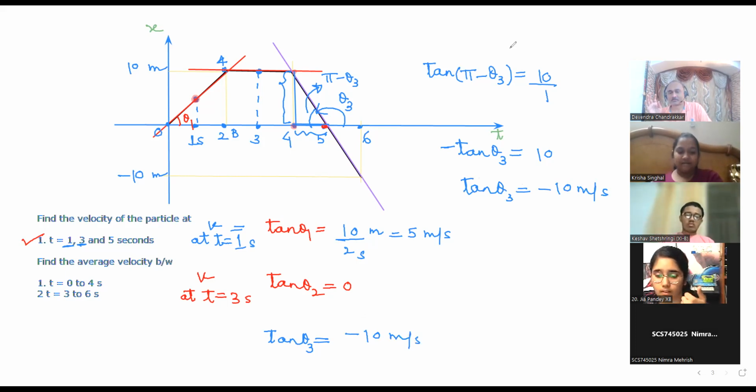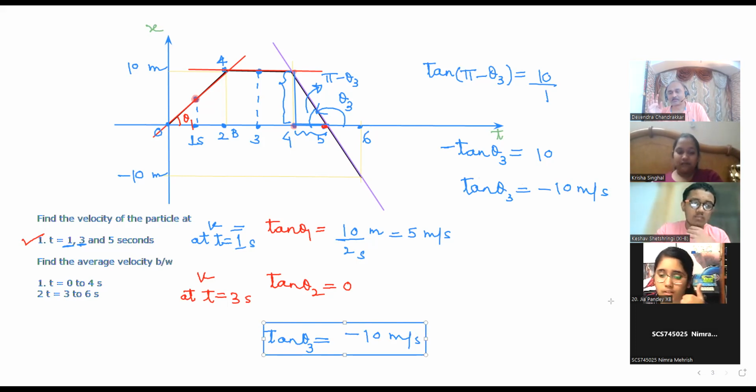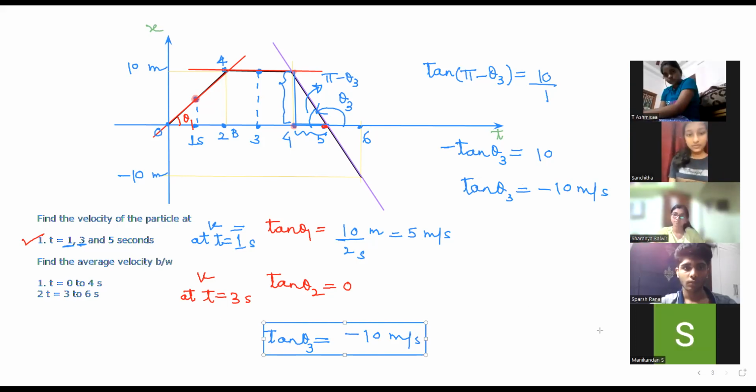Understood? केशव समझ आया नहीं आया बेटा? तेरी आवाज नहीं आ रही है. हाँ ठीक है. Nimra, Sparsh, you got the answer? Yes, sir. Very good. Shabash beta. Sanchita, your answer was correct. You posted this answer or not? Minus 10.